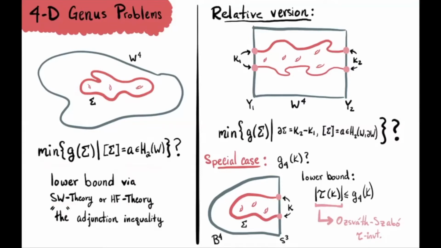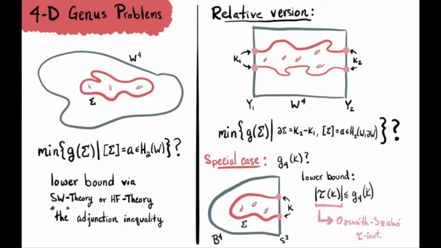What I'd really like to talk to you about today is a relative version of this problem where I start with a four manifold. Now it's a four manifold with two boundary components, Y1 and Y2. And I want to also fix two knots, K1 and K2, in either boundary component. And then I can ask the question, what's the minimal genus of a surface that interpolates between these two knots? So here's a surface, and I should also fix a homology class for sigma in H2 of W rel boundary for this to make sense.